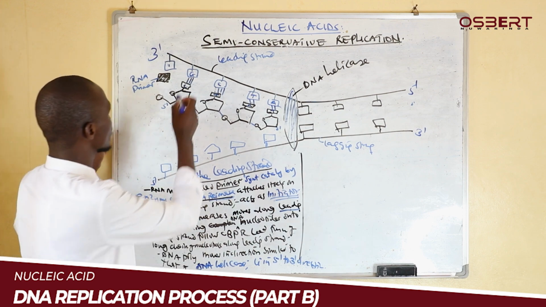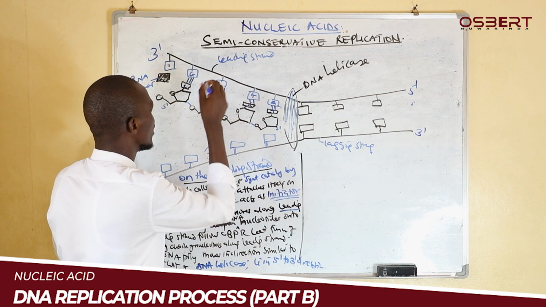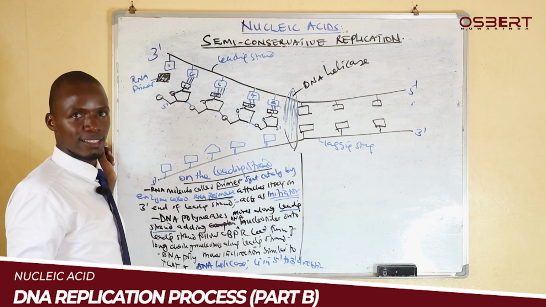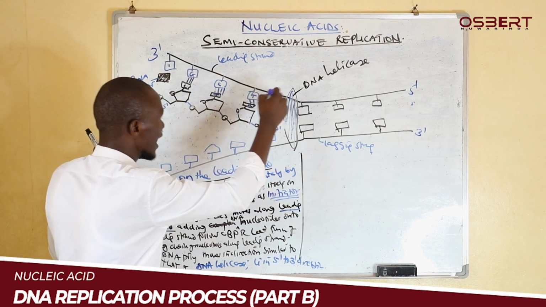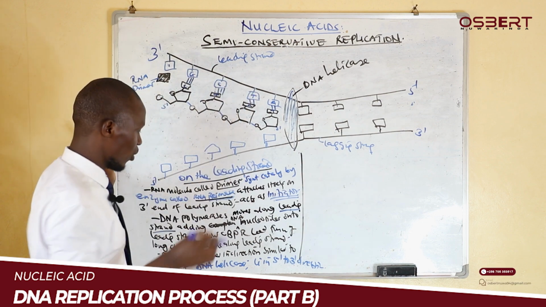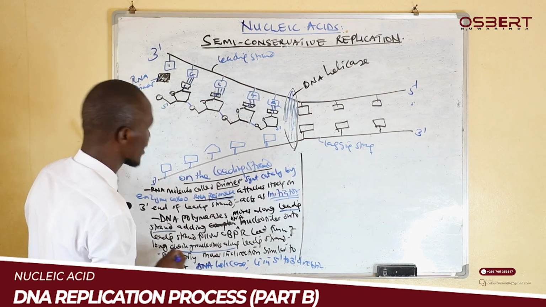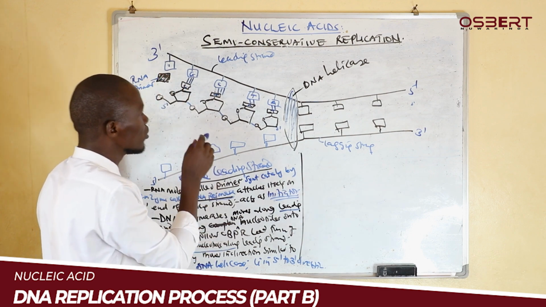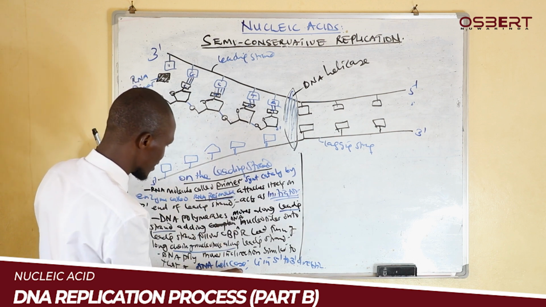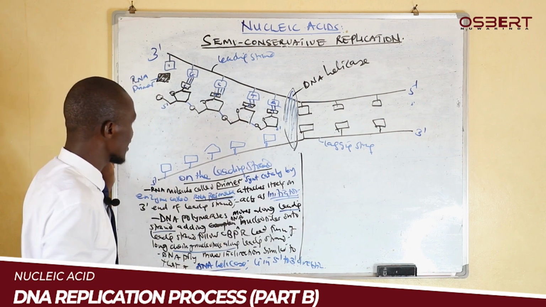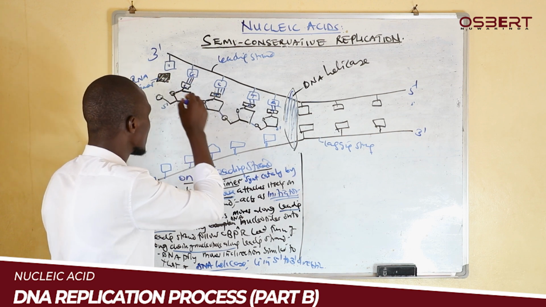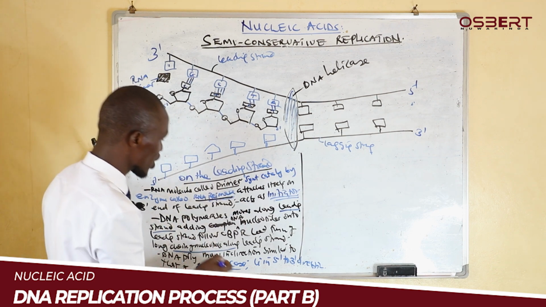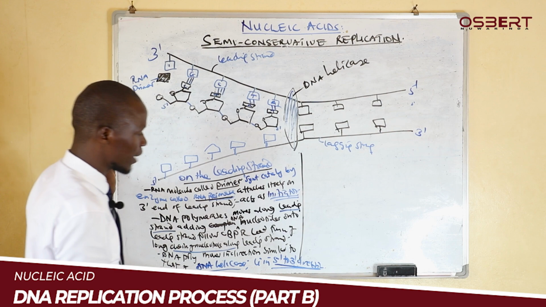As it moves along the leading strand, it keeps attaching onto the leading strand nucleotides that have complementary bases. And when those nucleotides are added there, then you form a long chain of nucleotides along the leading strand. And we are saying this DNA polymerase moves in the same direction as the DNA helicase, and it adds a new chain of DNA in a 5' to 3' direction.